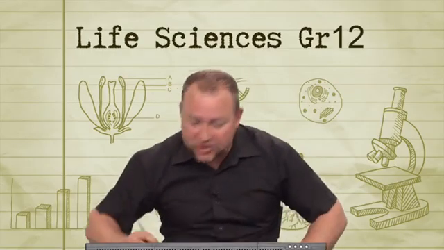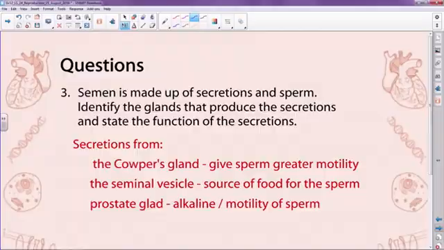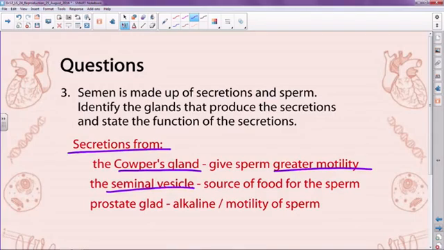Okay, let's have a look at what those glands are. First one, the secretions are from the following glands. They are the corpus gland, which gives the sperm greater motility. Okay, the seminal vesicles, a source of food for the sperm. And then lastly, the prostate gland, which is an alkaline fluid, which stops the woman's tract from being too acidic, and it helps with the motility of the sperm. In other words, it gives it energy. Okay, so those are the ones that we're looking at.